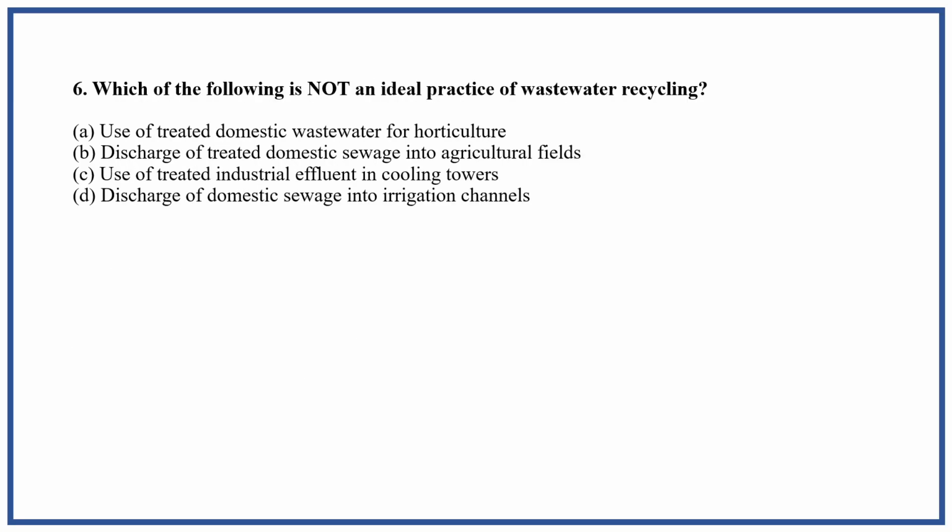Okay, so the next question is, which of the following is not an ideal practice of wastewater recycling? So we are talking about wastewater recycling here. The first option is use of treated domestic wastewater for horticulture, discharge of treated domestic sewage into agricultural fields, use of treated industrial effluent in cooling towers, and discharge of domestic sewage into irrigation channels. You have to tell which one is not an ideal practice.